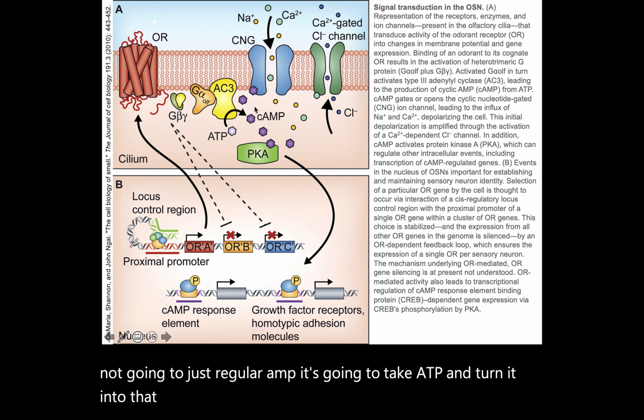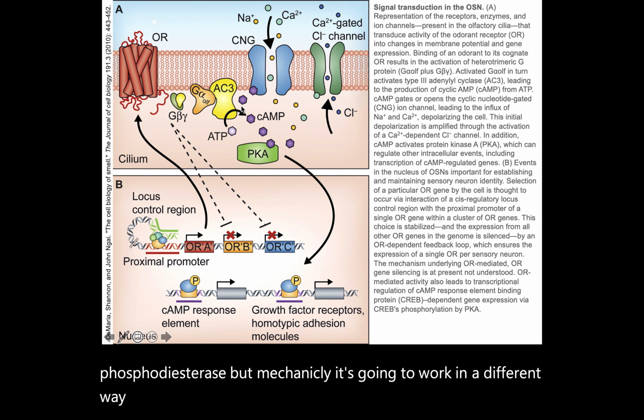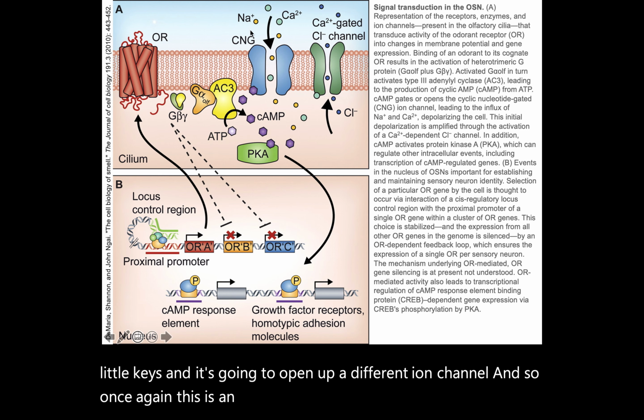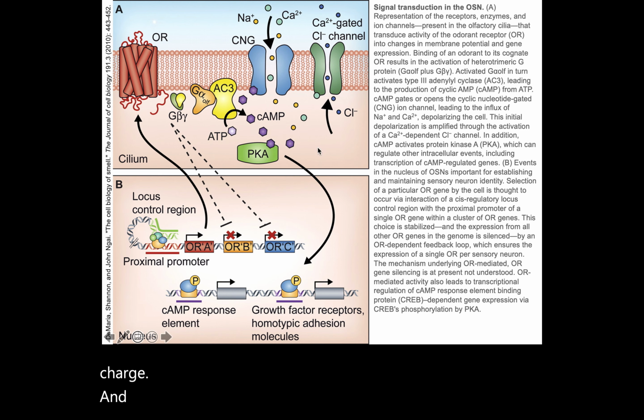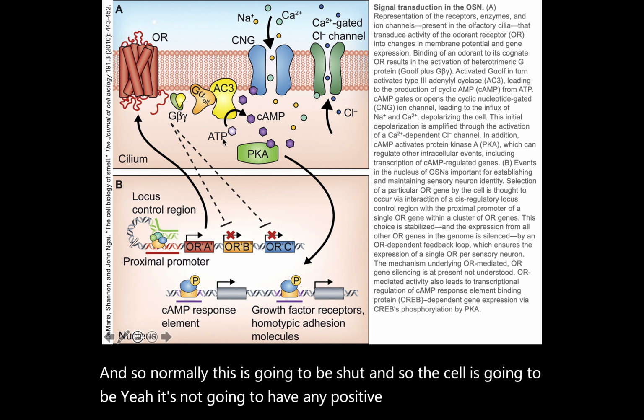Yeah, conceptually it's the opposite of a phosphodiesterase, but mechanically it's going to work in a different way. Meanwhile, cyclic AMP is also going to be one of these little keys, and it's going to open up a different ion channel. Once again, this is an ion channel that's going to let in a positive charge. Normally this is going to be shut, and so the cell is not going to have any positive charge inside of it.